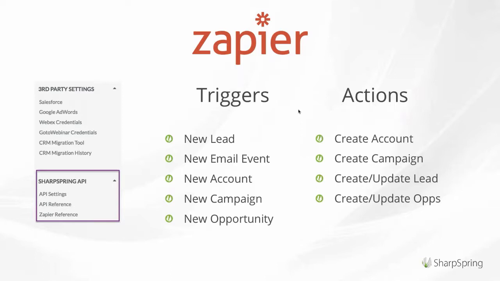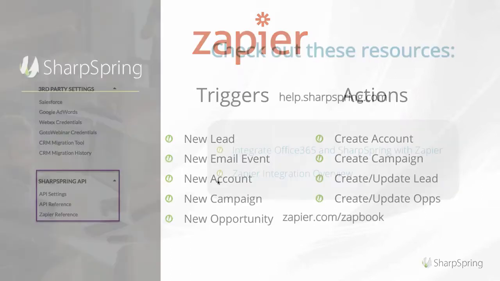As you can see, when we have a new lead created in SharpSpring, or an email open, or a new account, new campaign, or new opportunity created in SharpSpring, then we can go ahead and do other things in different apps, different platforms. And in the reverse, if something happens in a different app, we could create an account in SharpSpring, create a campaign, create or update a lead, and create and update opportunities as well. So wanted to give you guys that rundown.